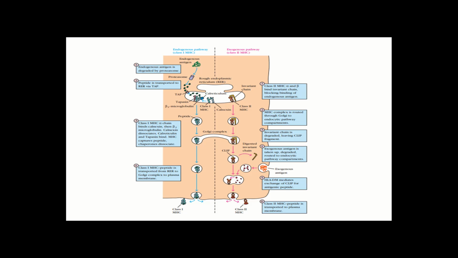to make this process specific for class 1 but not for MHC class 2, there is an invariant chain in the ER which will block the binding of any endogenous antigen and MHC. There should not be any binding of antigen and MHC class 2 when the MHC class 2 is in the ER.